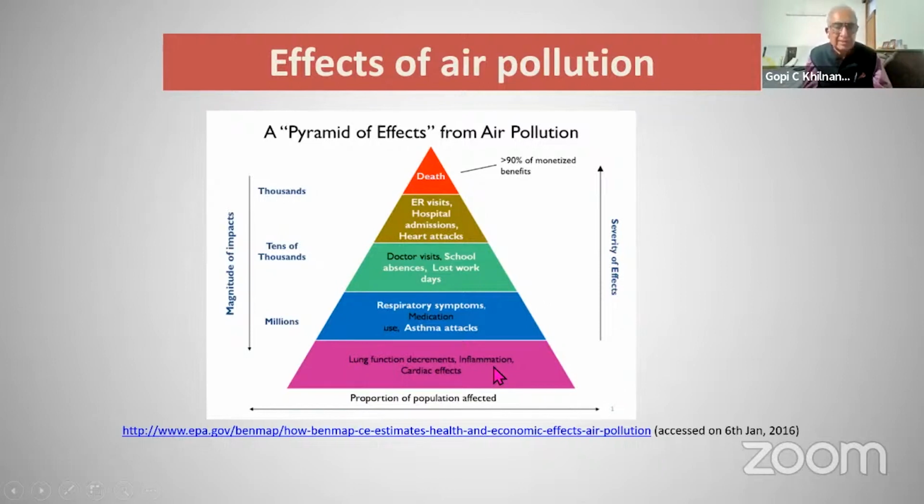Now, there are several studies done, one done by Dr. Pandey also, almost 3 decades back, when the lung function was measured in Delhi children and also in Tirupati children, school children of similar socioeconomic status. It was distinctly found that Delhi children have a poorer lung function as compared to Tirupati, and several other studies have been done. So a large proportion are affected in the form of inflammation, decrement in lung function and cardiac effects. Lesser are affected with respiratory symptoms like asthma attacks.